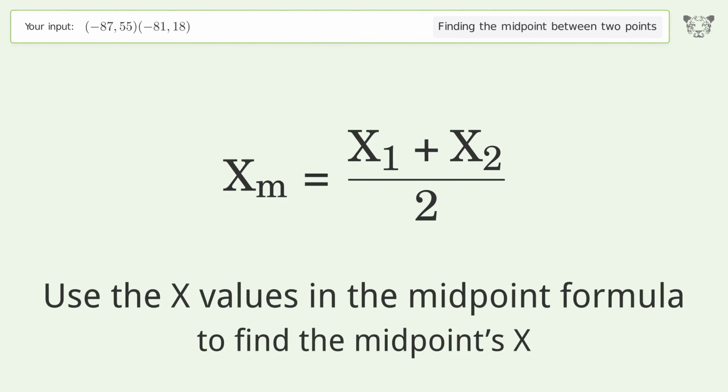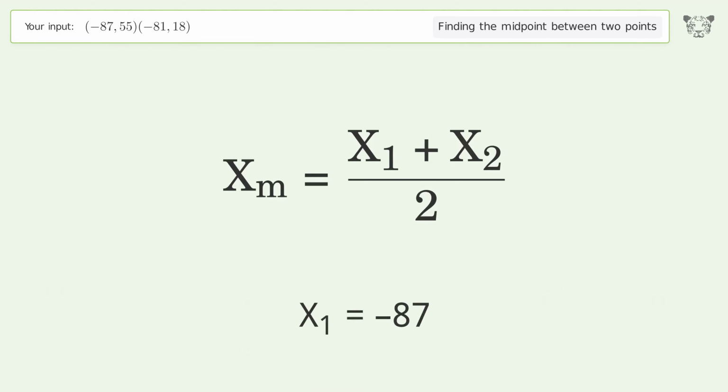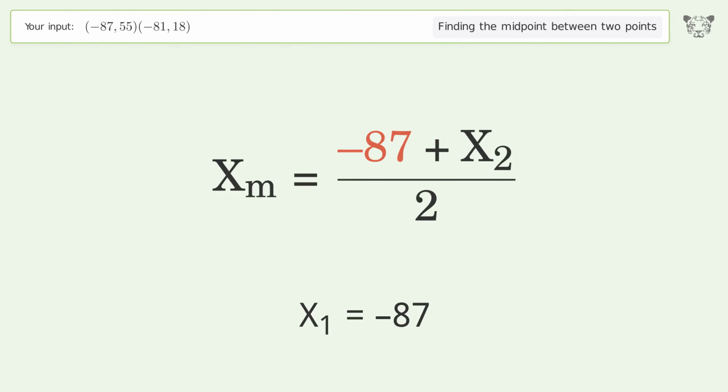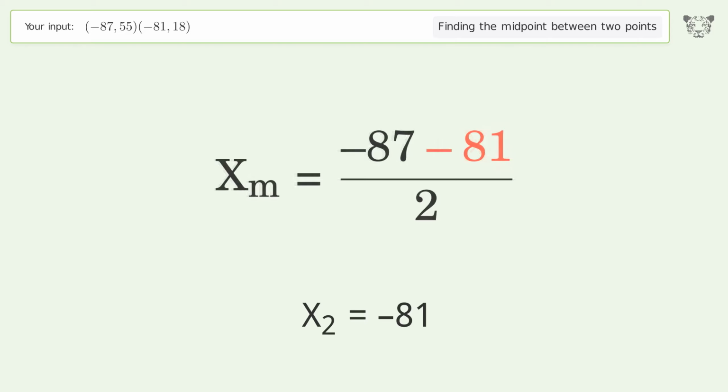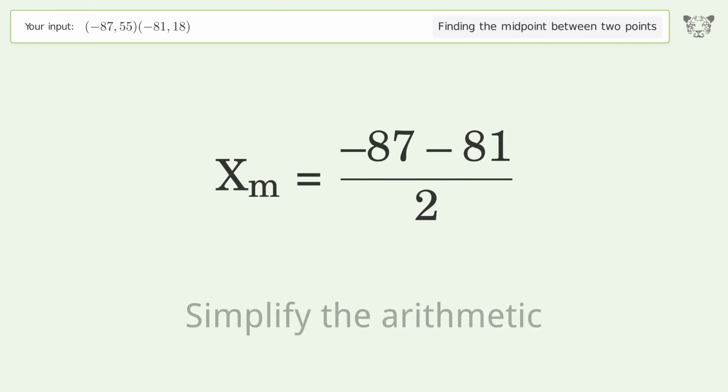Use the x values in the midpoint formula to find the midpoint's x. x1 equals -87. x2 equals -81. Simplify the arithmetic.